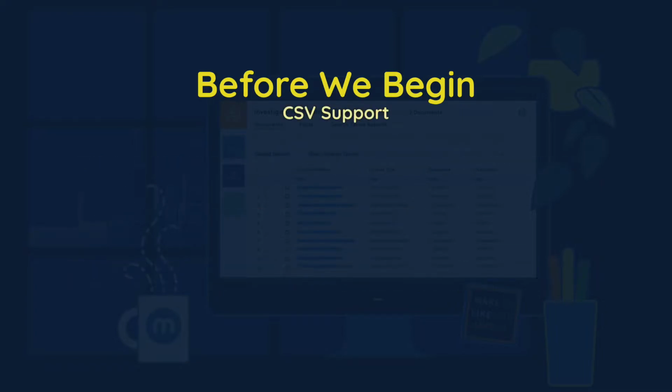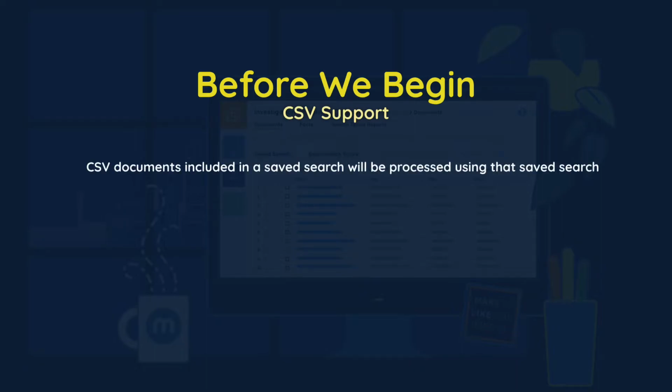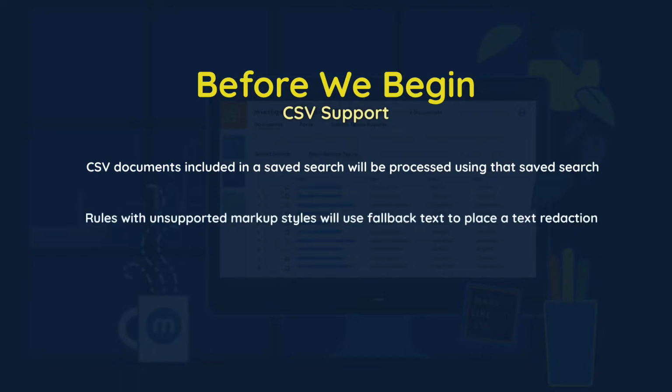Now, as for CSV support, CSVs included in a saved search will be processed by spreadsheet projects using that saved search. Any rules with unsupported markup styles, such as white redactions or black redactions, will use the configured fallback text to place a text redaction on the CSV. The fallback text can be modified when creating or editing a project. CSV files do not support native highlights, so if a Blackout spreadsheet project rule has a markup type of highlight and hits on content within a CSV, the CSV will appear in the document warnings and remain unmodified.